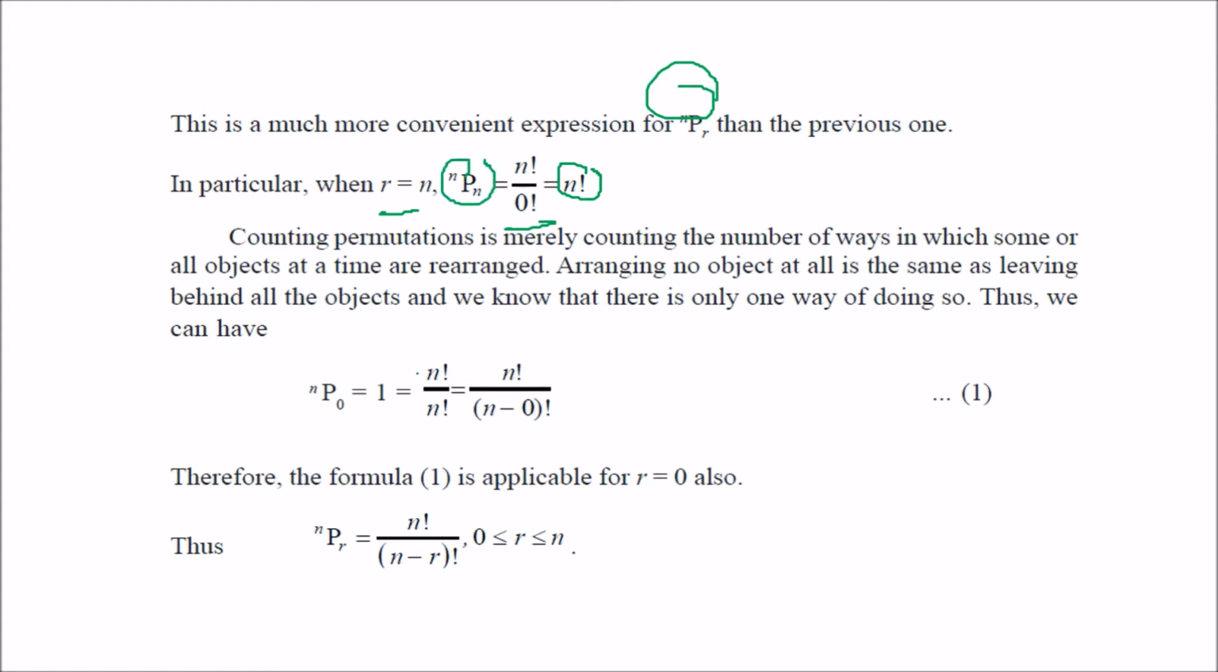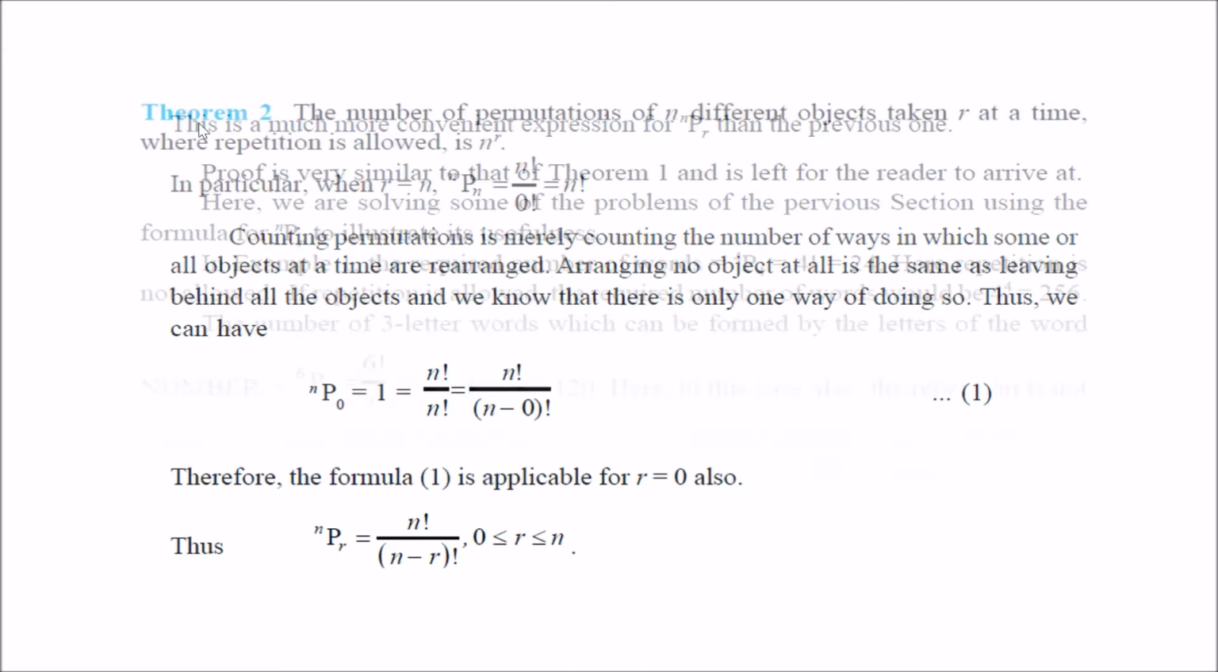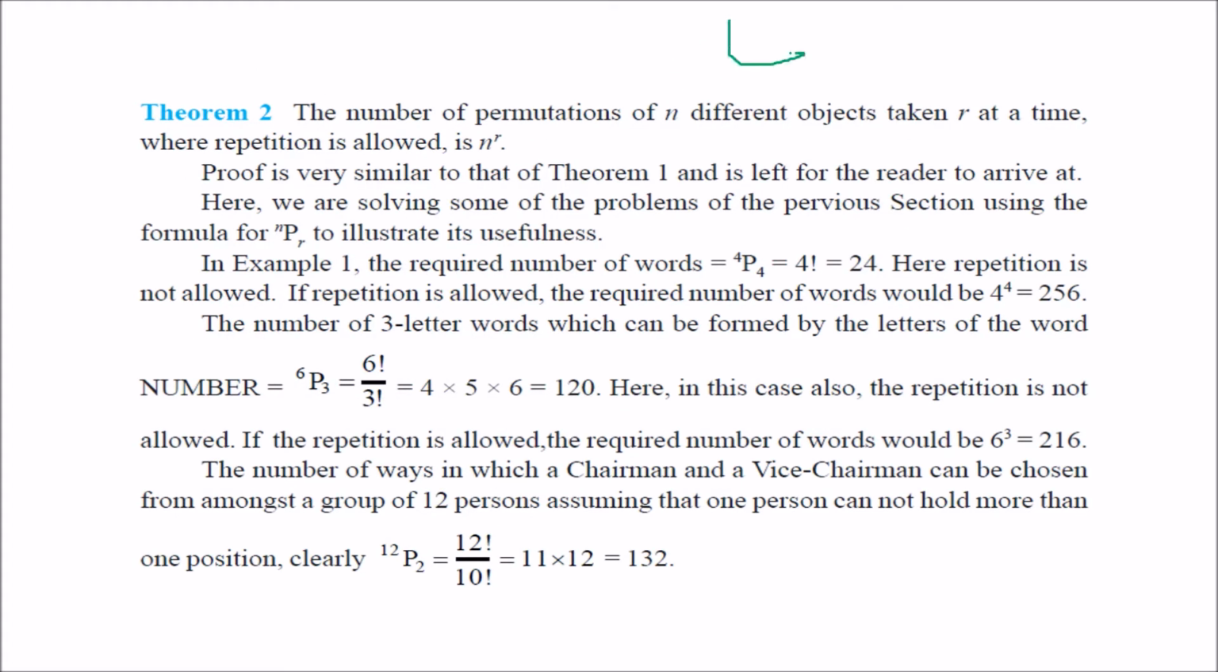What about nP0? This is equal to 1. Why? Because factorial n by factorial n minus 0 is factorial n by factorial n, which is going to give you the value 1. So the formula, if you take r equal to 0, is also applicable, because it is not going to give you 0. We know that factorial 0 is 1.